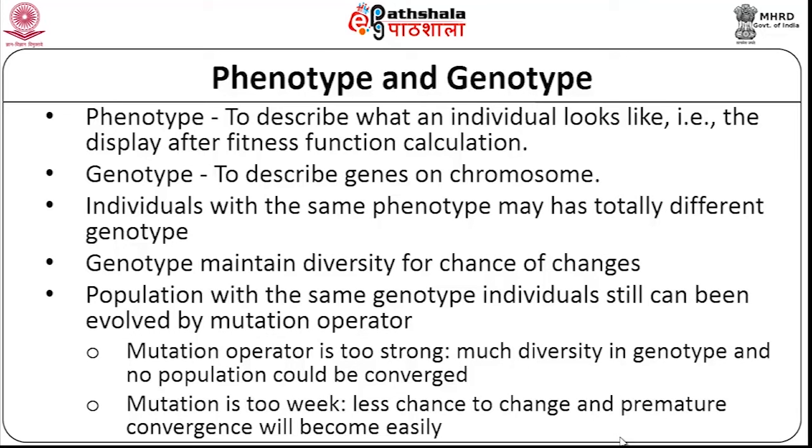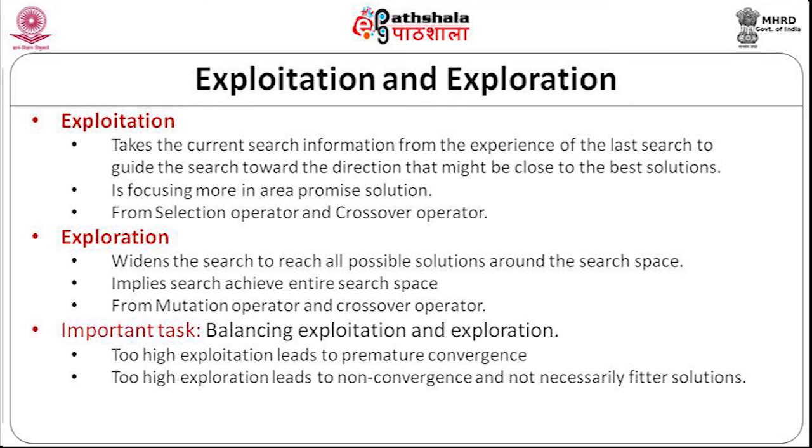Mutation is too weak, there is less chance to change and premature convergence will occur. So, it is actually a fight between convergence and diversity. If mutation is too weak, premature convergence will occur. If mutation is too strong, then the population will not converge at all, because you will keep on getting different types of individuals.